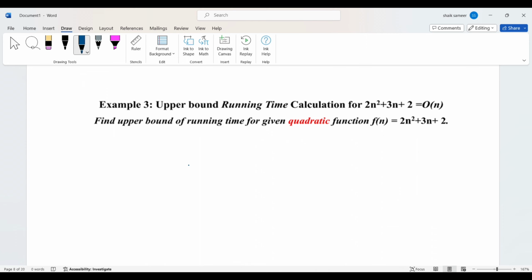In the last tutorial we have discussed some problems on the Bigoh notation. Now we are going to look at some more problems related to Bigoh notation. Let us start our video now.